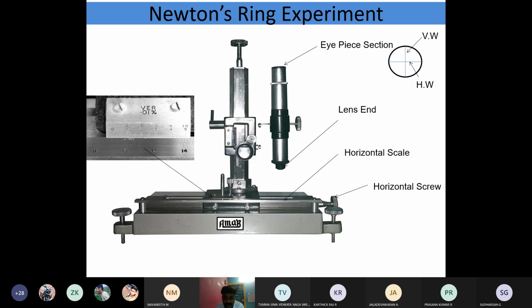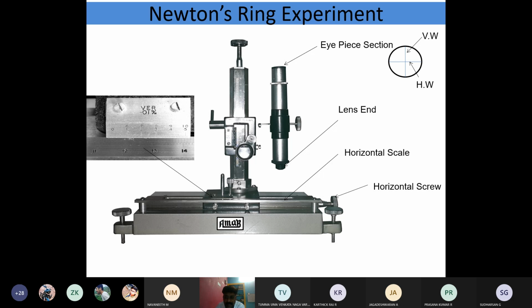Here you can see the parts of the microscope. This is the eyepiece section. Here we place our eyes and measure the changes. In this eyepiece section, we also have a screw. By adjusting this screw, we can make the eyepiece section move down and up to get a clear image of the Newton's ring.